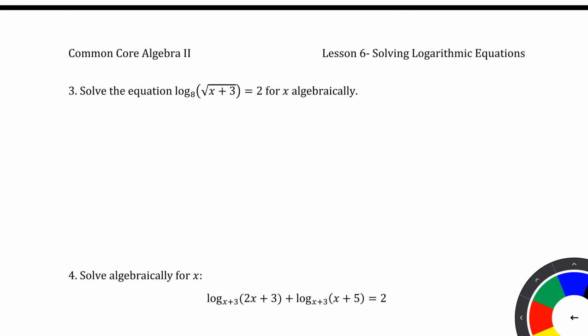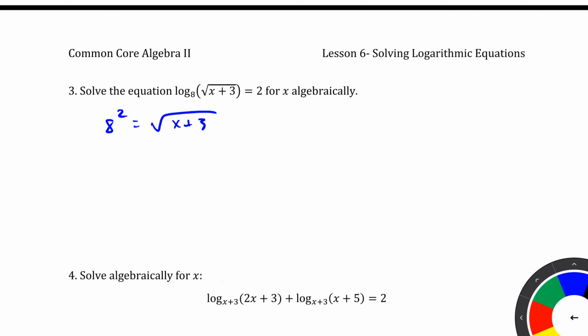Number 3 says to solve the equation algebraically. Now because of that square root, we can do a couple different things. We can make it an exponent of 1/2, put the exponent in front. We do a lot of stuff here. I'm just going to leave it for now and see if I can deal with it where it is. So if I rewrite this, it becomes 8 to the 2nd power equals square root of x plus 3.